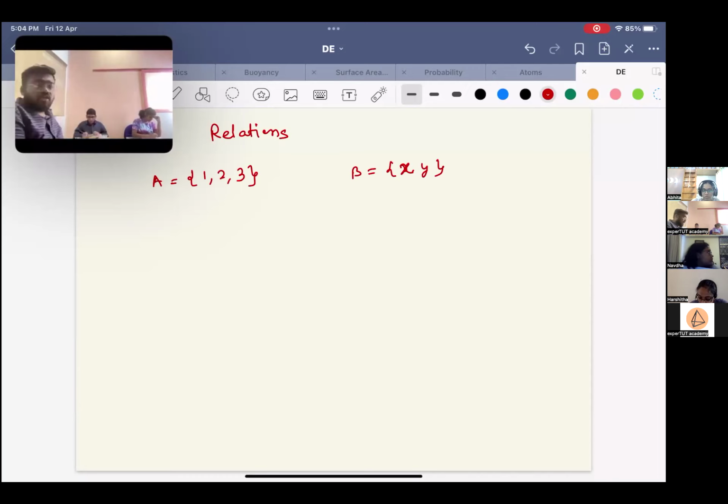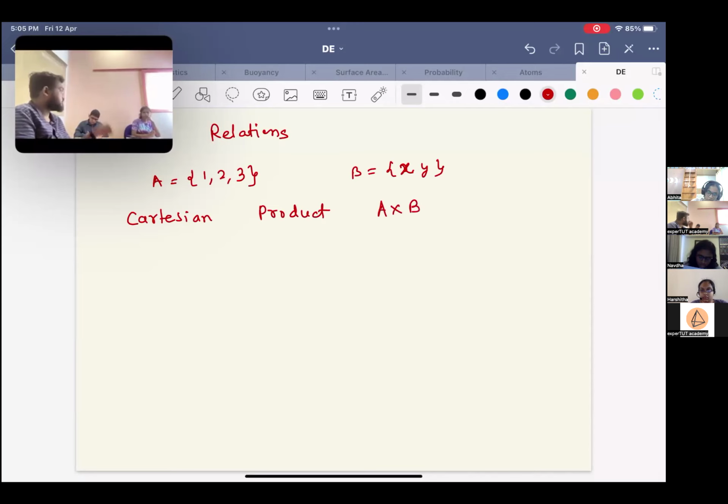So there is something called a Cartesian product, right? Cartesian product, and it is given by, is written A cross B. Okay, you can see now. Both of you, it's visible.